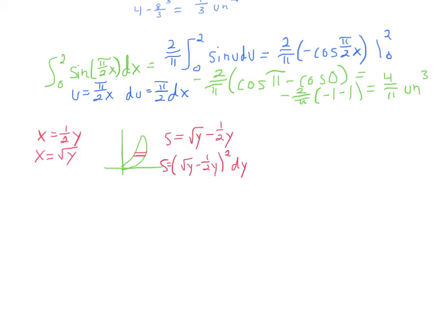So to find the volume of the solid, we would integrate, this time from 0 to 4, since we're integrating over y, of the square root of y, or y to the 1/2, minus 1/2 y, quantity squared, dy. Since you don't have to evaluate the volume of the solid, once you set up the integral, you are done with the problem.